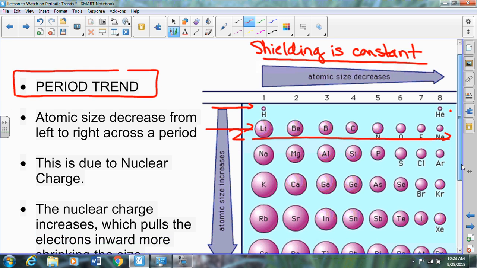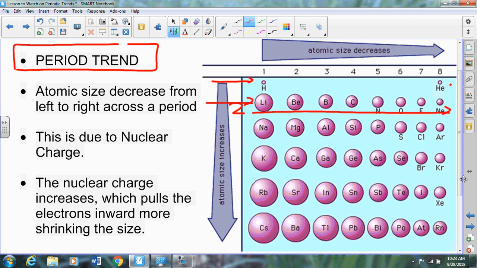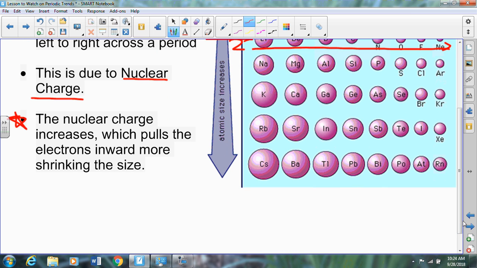As you can see from the illustration that I've been pointing to, atomic size decreases as you go from left to right across the period. The reason is nuclear charge. This right here is really the backbone of what is occurring, and that is that as the nuclear charge increases, it pulls the electrons inward, and that's sort of shrinking the size.